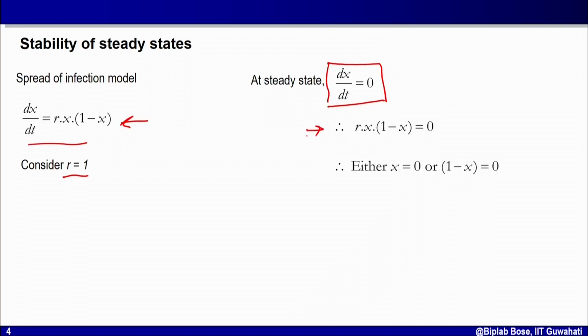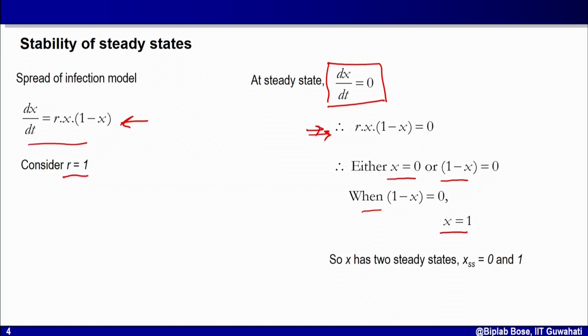That means using this relationship, this equation, r x (1 - x) = 0, it is true if and only if x is equal to 0 or 1 - x is equal to 0. So both of them are possible, either or. So if I consider 1 - x equal to 0, then I can use simple algebra to get x equal to 1.